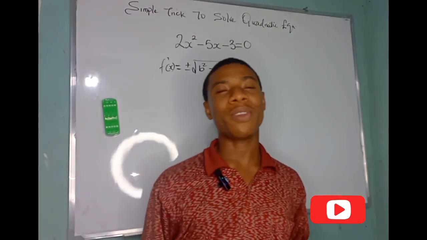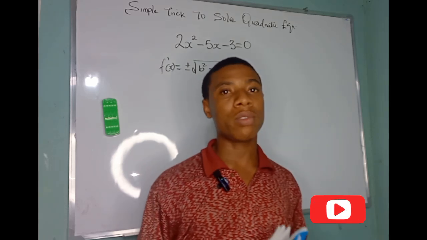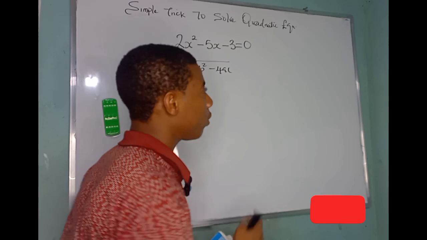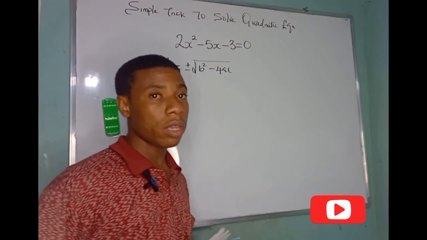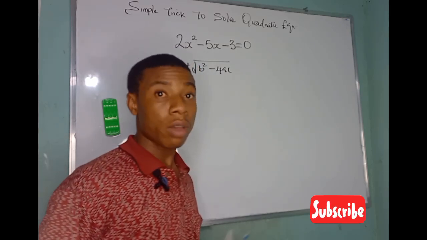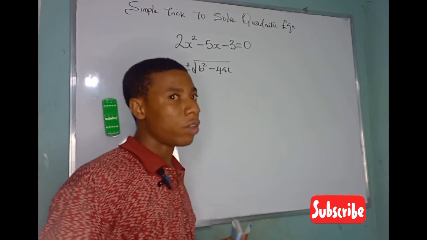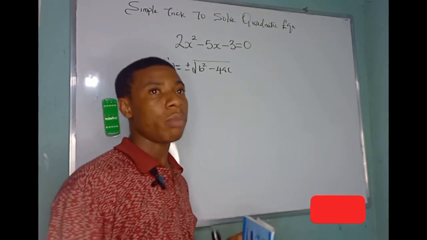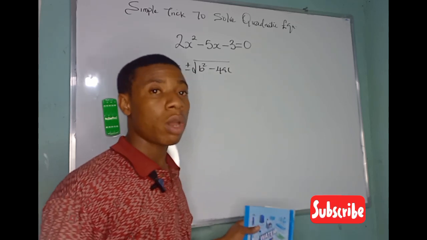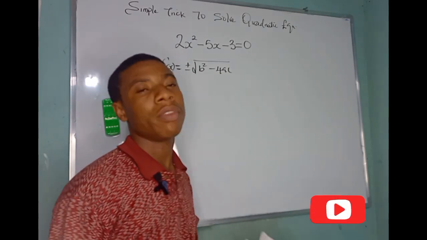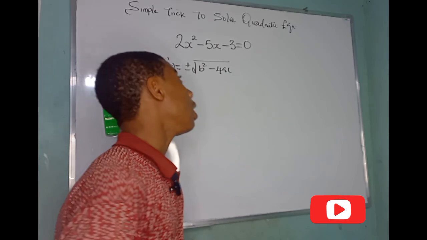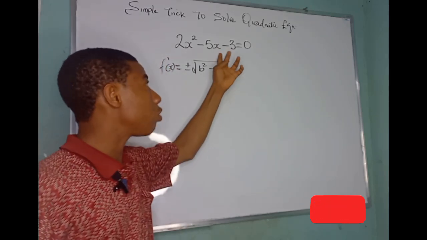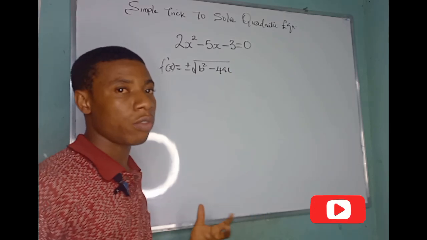We have a very interesting question here today, and we're going to use a very simple trick to solve it. This is a quadratic equation, and you know that for quadratic equations we have different methods of solving, which are the completing the square method, the factorization method, the almighty formula, you call it the formula method, and also the graphical method, etc. But we are going to use a very simple and tricky method to solve this quadratic equation, and you can use it to solve any quadratic equation if you wish.